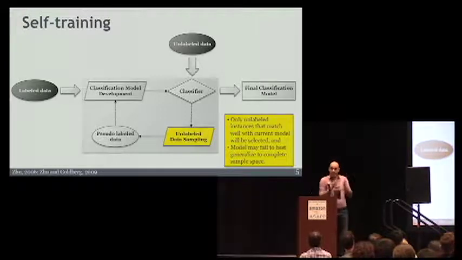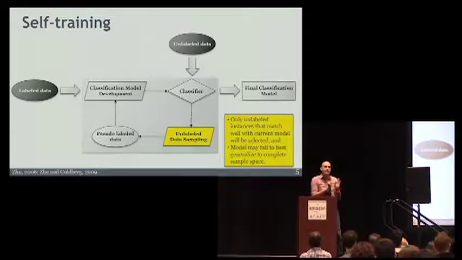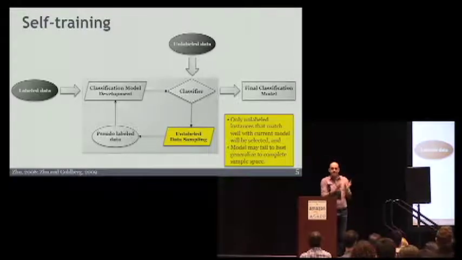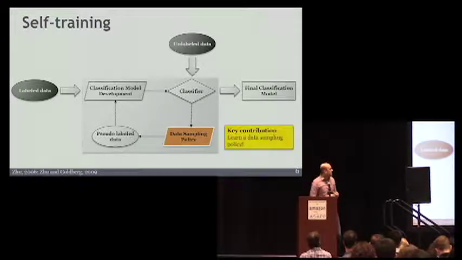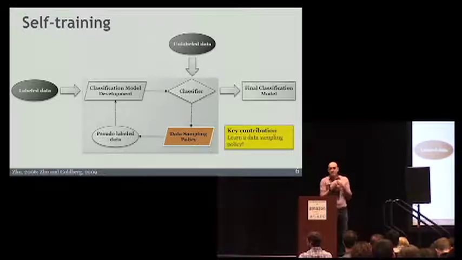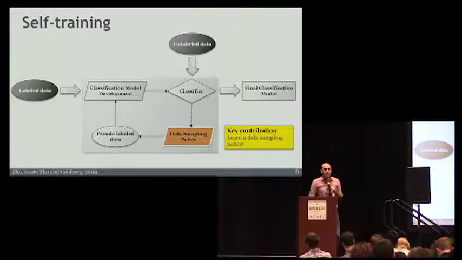The limitation of this sampling technique is that only unlabeled instances that match well with labeled data are selected at every self-training episode. This way the model may fail to best generalize to the entire sample space. So the key contribution in this work is that instead of having this predetermined rule-based sampling technique, we would like to learn a data sampling policy during this self-training process.